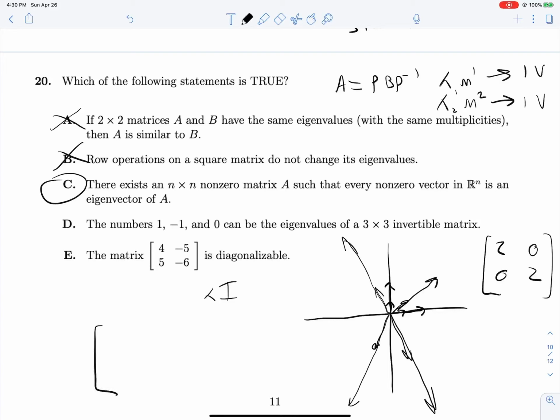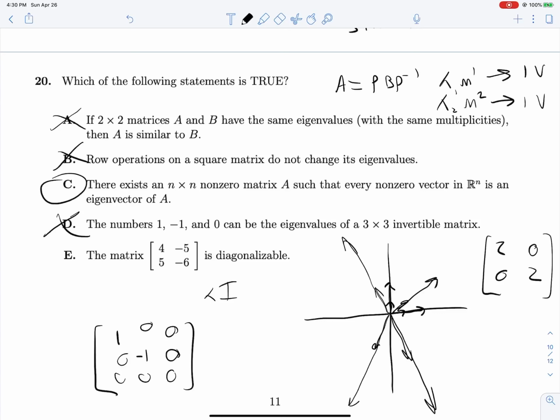Here's a counterexample for you to show that this is not true. If we have 1, 1, 0, and then zeros everywhere else, since this is an upper triangular matrix, we know that the eigenvalues are encoded by that main diagonal. So that gives us 1, -1, and 0. But we also know that since it's upper triangular, its determinant is just the product of that main diagonal. Its determinant is 0, thus it is not invertible.